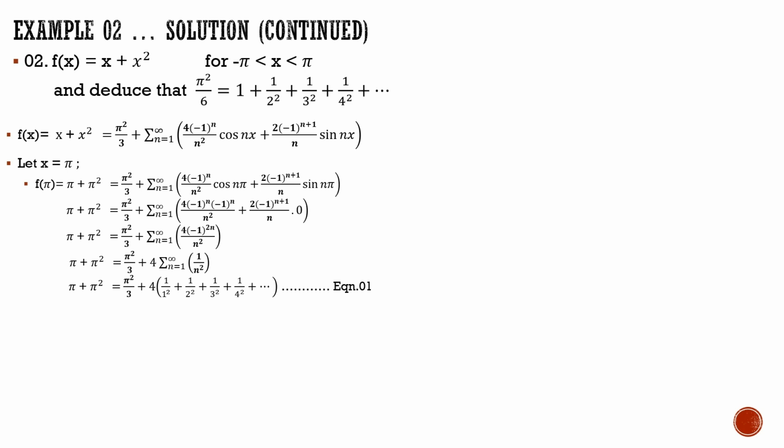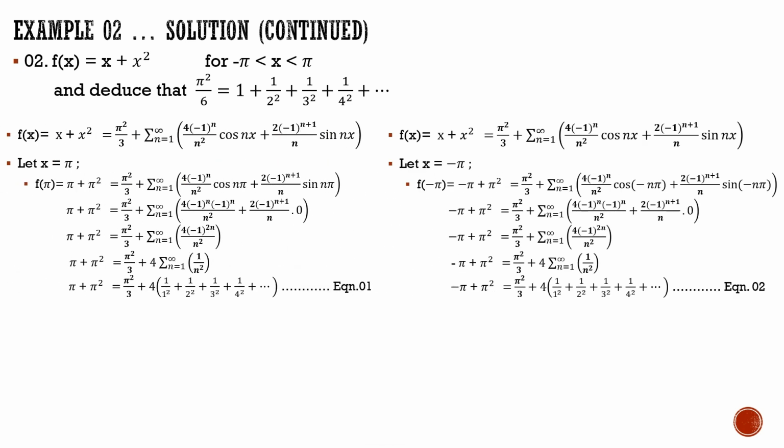Similarly, let x equal minus 5 and we get minus 5 plus 5 squared equals 5 squared over 3 plus 4 times (1 over 1 squared plus 1 over 2 squared plus 1 over 3 squared plus 1 over 4 squared plus so on), and call that equation number 2.